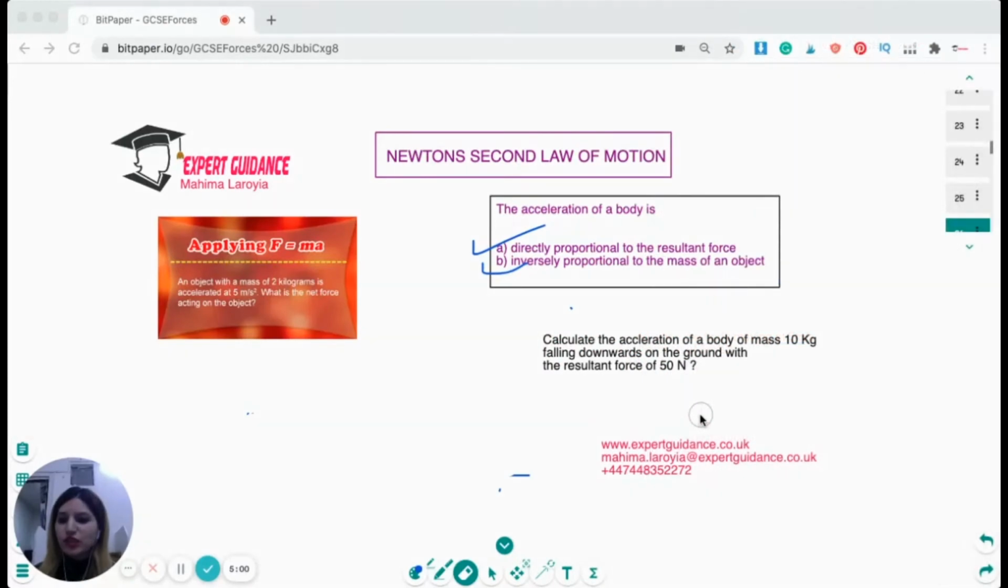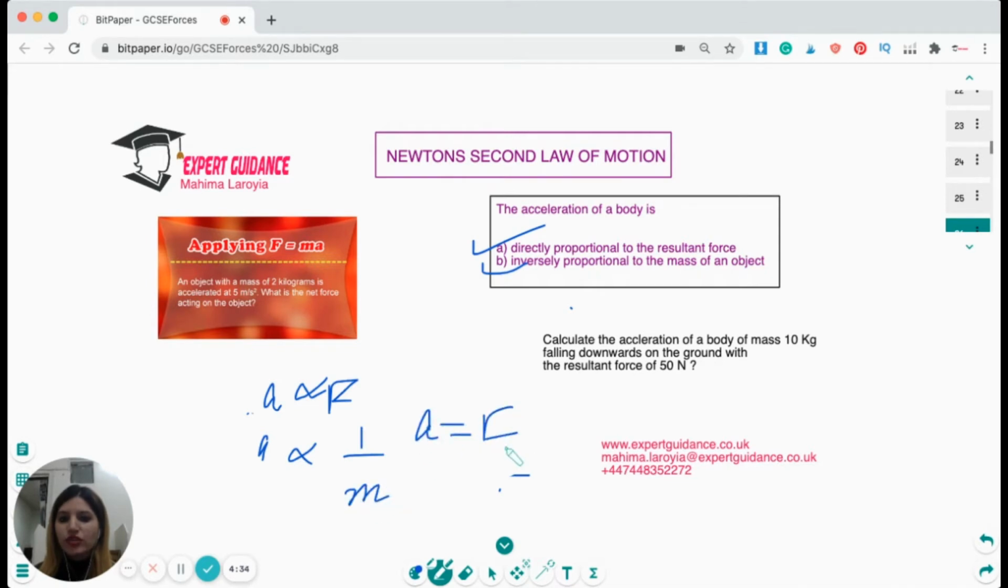So now let us come to Newton's second law of motion. Newton's second law of motion says that the acceleration of the body is directly proportional to the force, and the acceleration of the body is inversely proportional to the mass, which means that acceleration is force over mass. So we can arrange this as force is equal to mass times acceleration. Okay, so this is the concept of Newton's second law of motion.